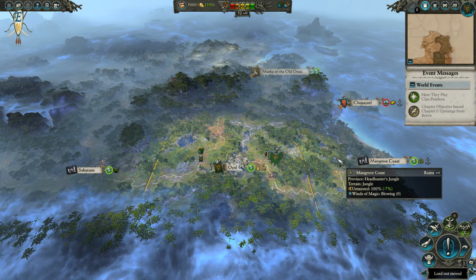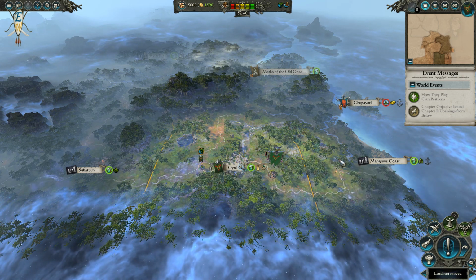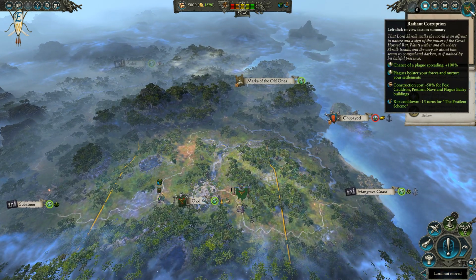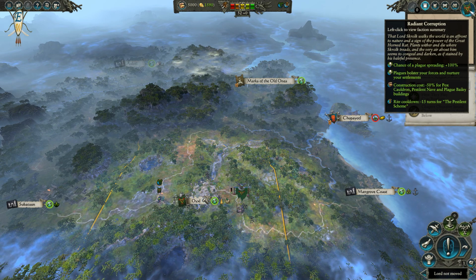Okay, so the next faction we are going to cover is Lord Skrolk and Clan Pestilens. His faction summary is Radiant Corruption. So chance of plague spreading by 100%.